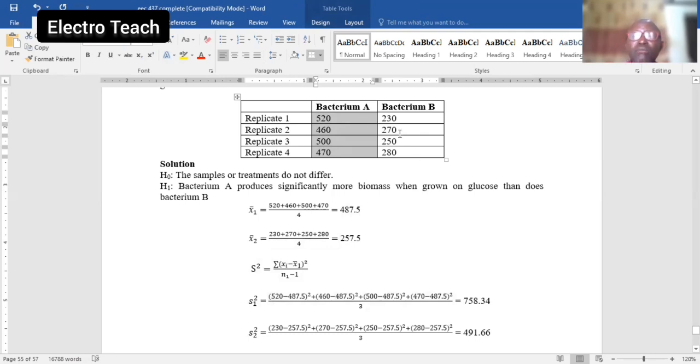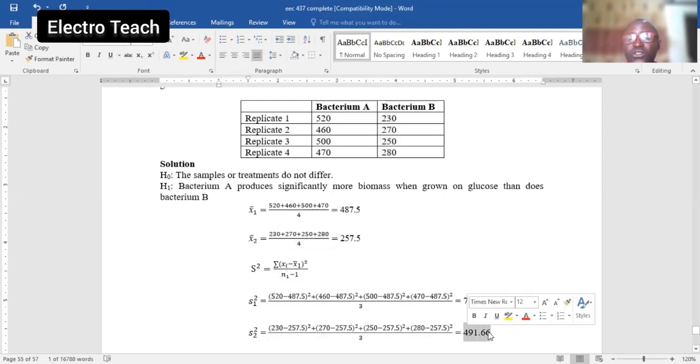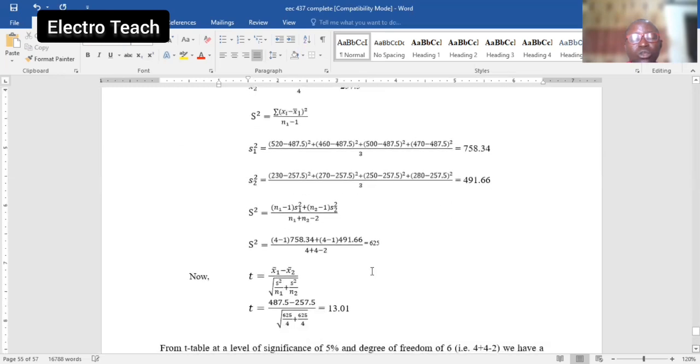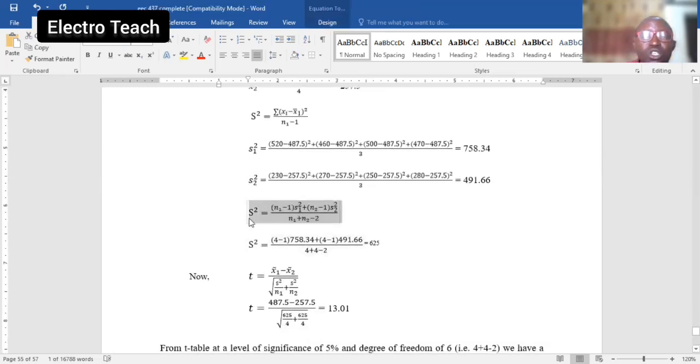Then we do the same thing for the second set of values using x2 bar also. Then we obtain 491.66. Now that is the variance for the two sets. Then we calculate the pooled estimate of variance, as here is the formula. So we need variance 1 and variance 2.